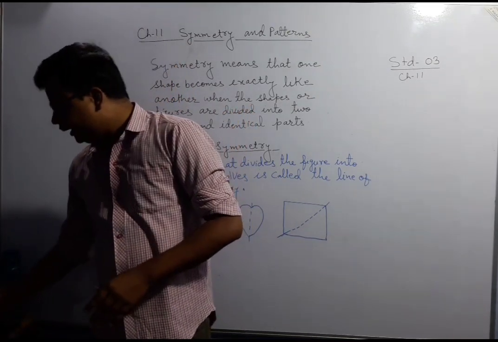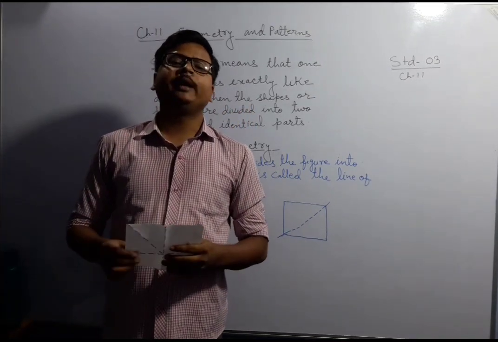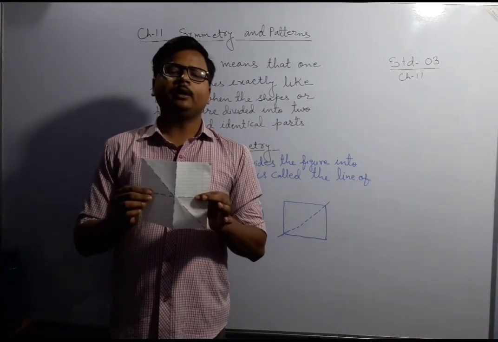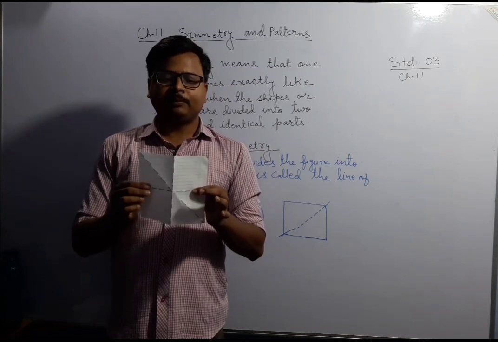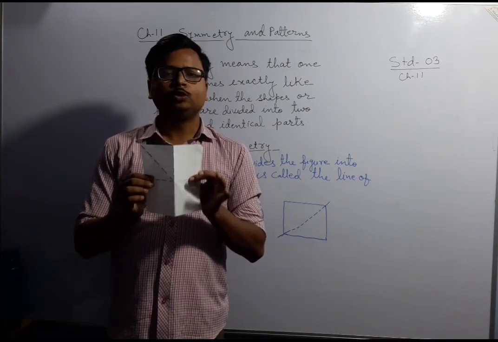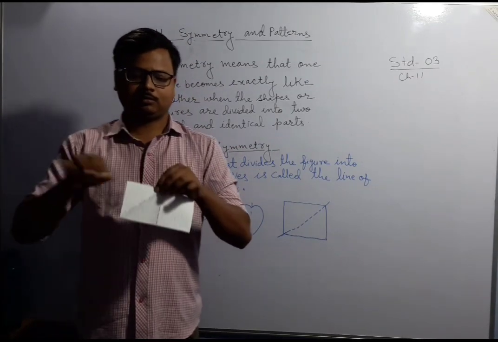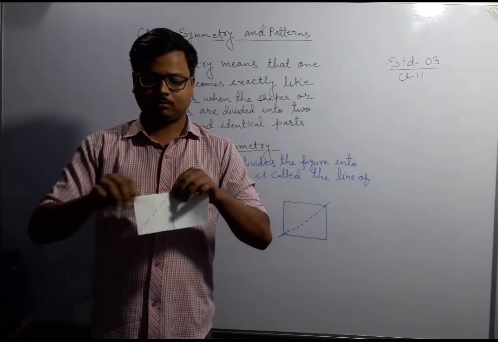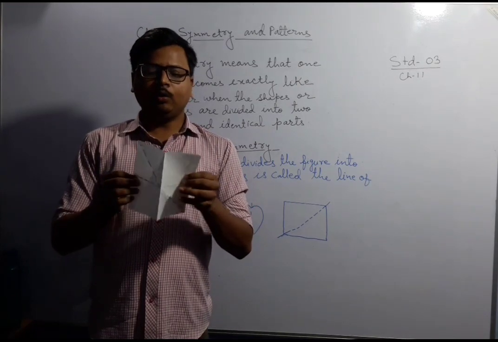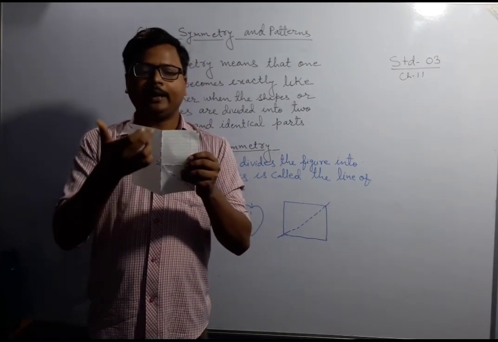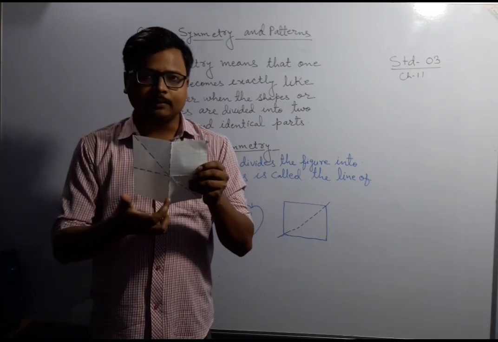Take a piece of paper which should be in square shape, and fold this paper so that it becomes two equal halves. So we fold it in this way first. Now you can see here we are getting two parts, and this is called the line of symmetry.